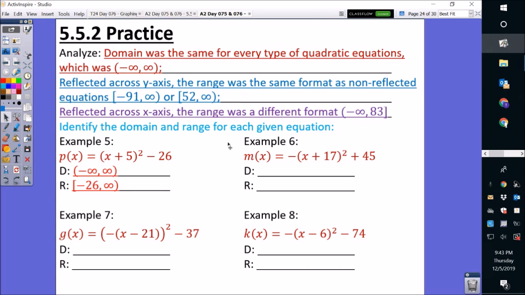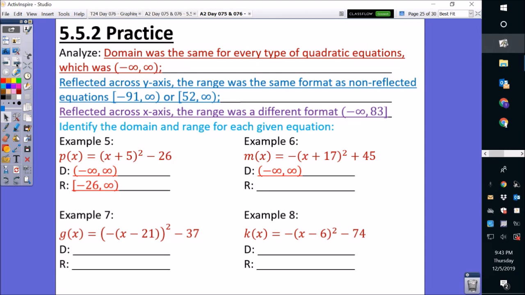Now moving on to example 6, we have m of x equals the negative of the square of x plus 17, and then plus 45. Since we have a negative sign outside the outer parenthesis, it is reflected across the x-axis, so that means that the range is going to be different. For domain, as we stated up here, it's the same for every type of quadratic equation, regardless if it's not reflected, reflected across the x-axis, or reflected across the y-axis. Domain is always the same. So, as expected, like example 5, this will be the same domain for example 6, as shown here.